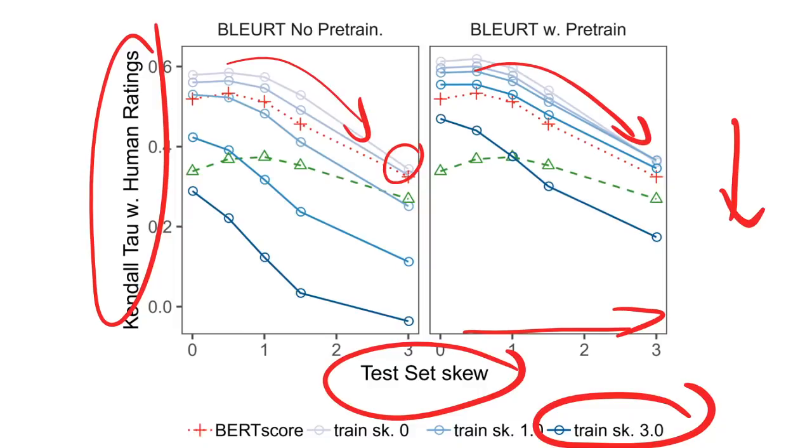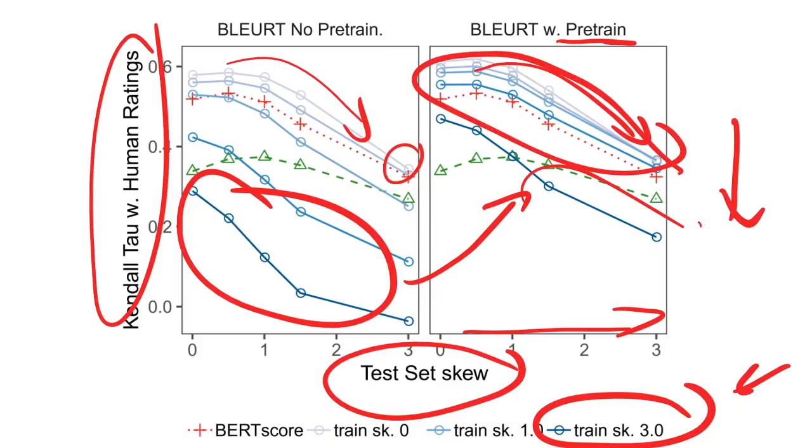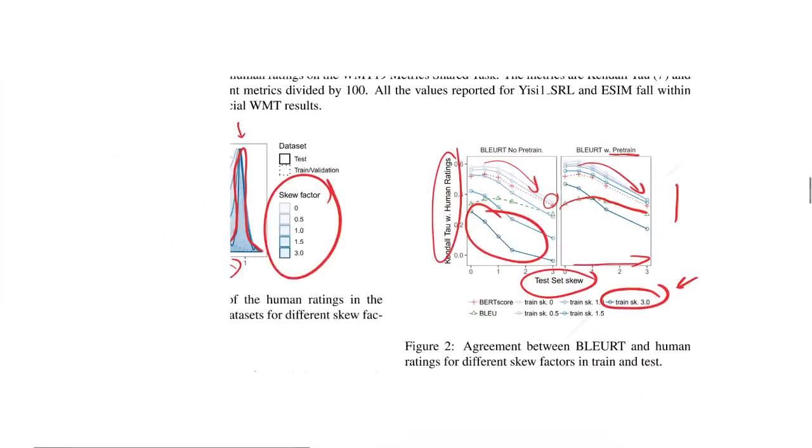But especially the training skew, if you make the training examples really bad, so to say, the score just drops down. And they can show pretty well here that if you add this pre-training, then the score, except in this extreme case, remains relatively high for all of these, and especially remains above the BLEU score, which is always sort of worse, right? So this is pretty neat and shows the power of this pre-training, basically.